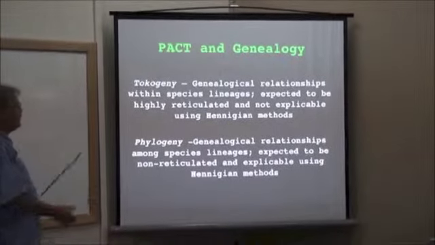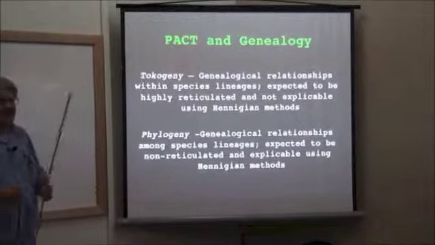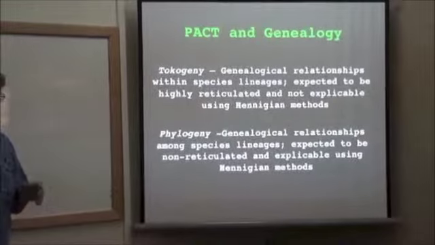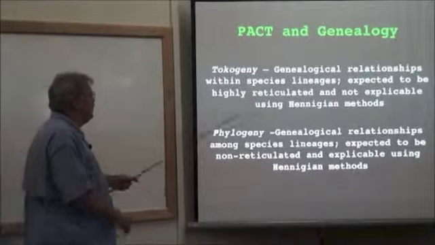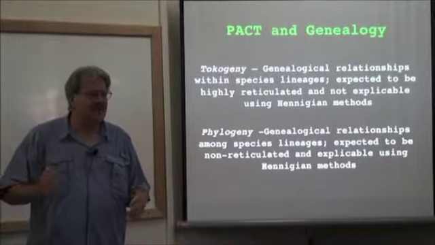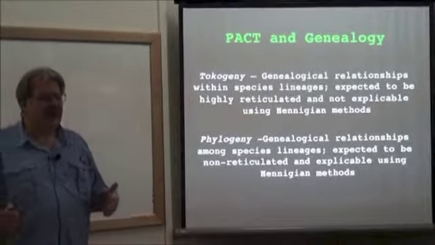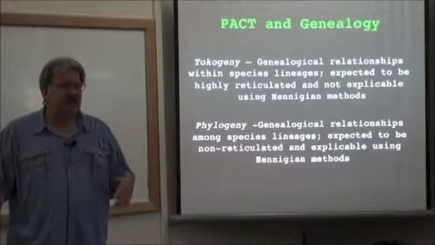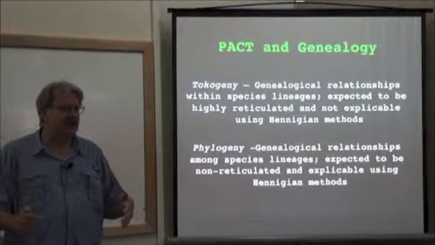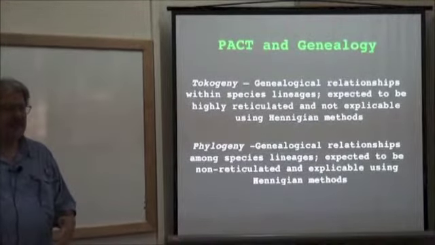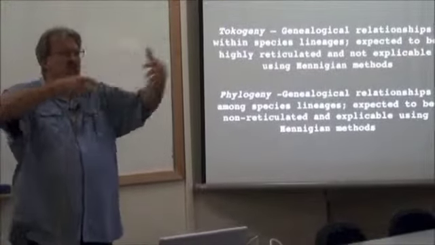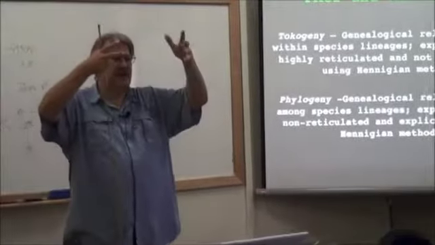And the first thing we're going to do is talk about PACT and genealogy. Now, in Hennig's work, Willi Hennig's work, he distinguished between what he called tokogeny and phylogeny. And tokogenetic relationships for Hennig simply meant relationships among populations within species, as inheritance patterns among populations within a species. And there's some very famous diagrams that Hennig had of species lineages with all of this reticulated stuff going on inside it.